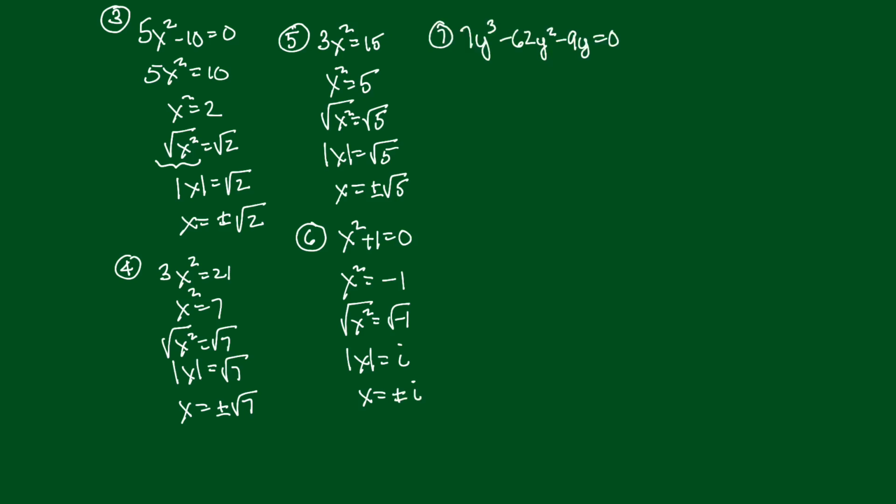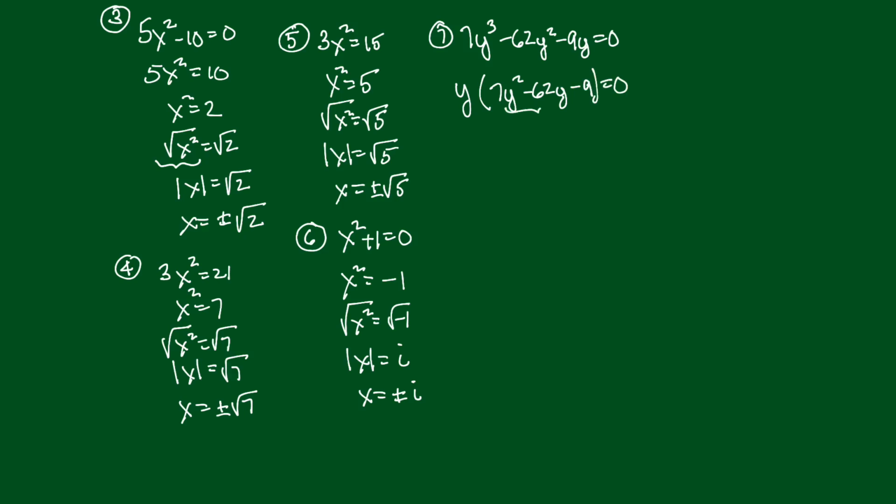Now we've got all three terms, and it looks like it's a cubic. So here's what I'm going to do. I notice there's nothing common between the 7 and the 62 and the 9, but there is a y in each term, right? I've got 3 y's here, 2 y's here, and a y here. So let's start by factoring out a y. We'll get y times 7y squared minus 62y minus 9 equals 0.